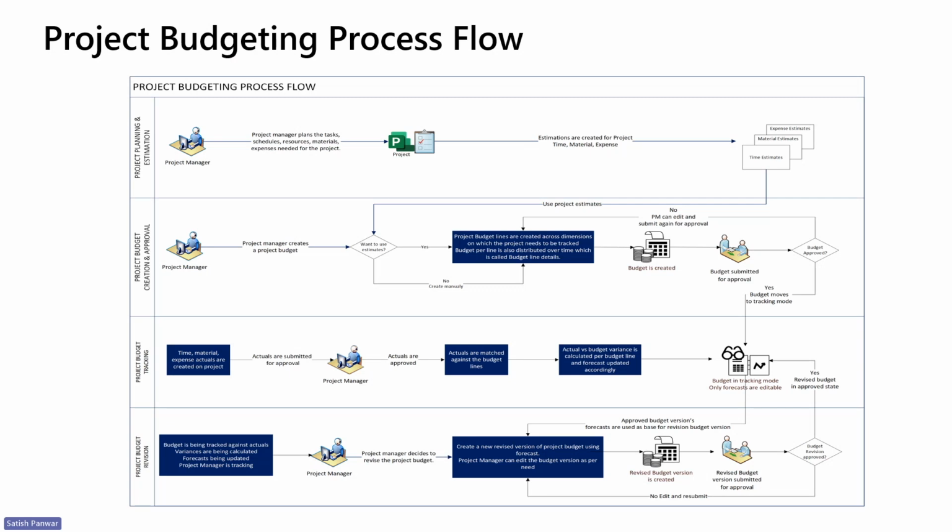And if there are any variances, then it can be reviewed, and the project manager can decide, do we want to create budget revisions? All the budget revisions can be tracked. Once a budget revision is approved, we can again start tracking our actuals against the budget. So that's a very high-level overview of the project budgeting process flow.